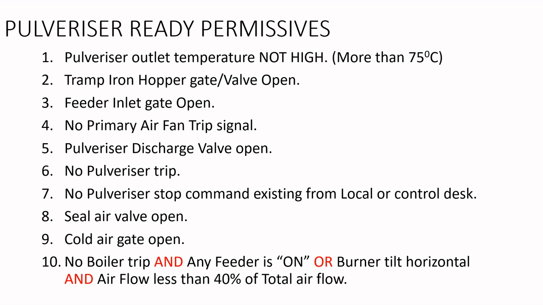When the pulverizer ready indication will be there, these are the conditions for that. The pulverizer outlet temperature should not be high, means not more than 75 degrees centigrade. It should be less than 75 degrees centigrade. The tramp iron hopper wall of the mill should be open. Then the feeder inlet gate also should be open. Now there should not be any primary air fan trip signal.